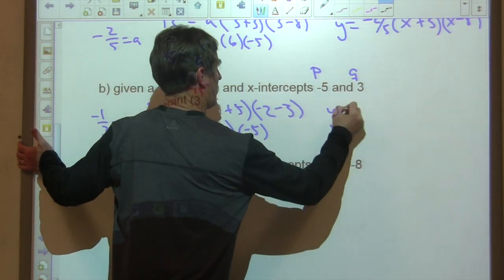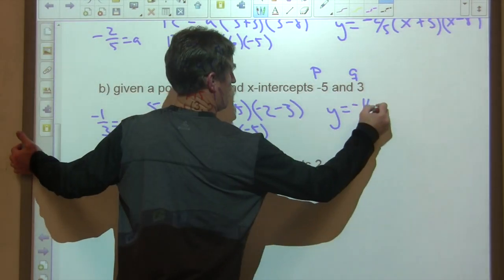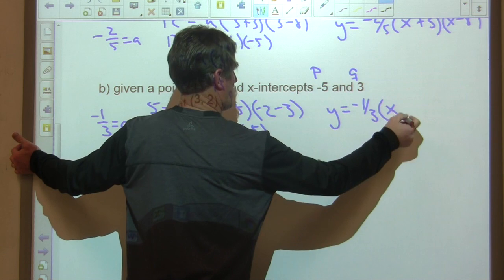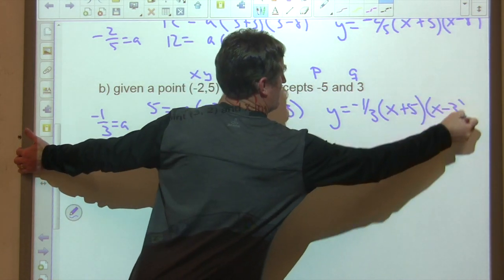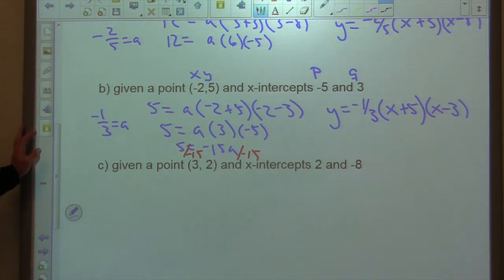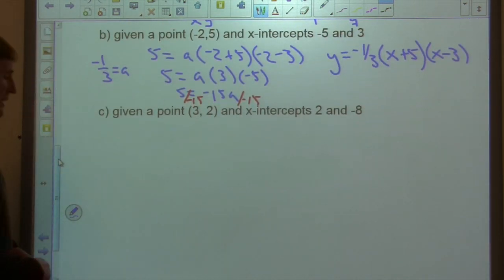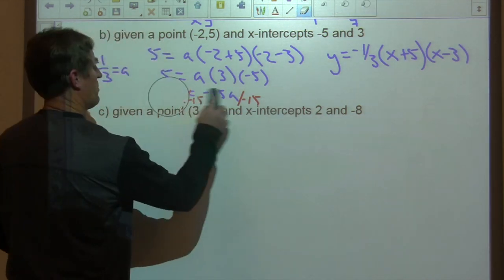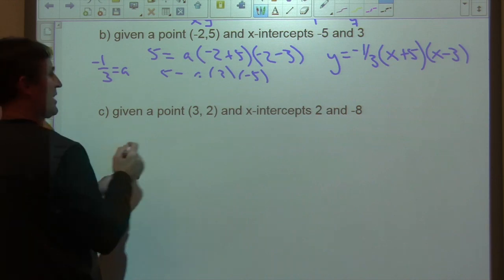And now we can write our equation. a is negative 1/3. x plus 5. x minus 3. One more. Again, you may feel like you've got this now, so you can skip this if you want. But just in case, you can try it and see if you get the same answer I get.